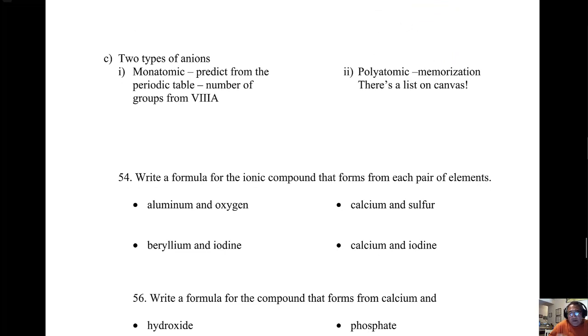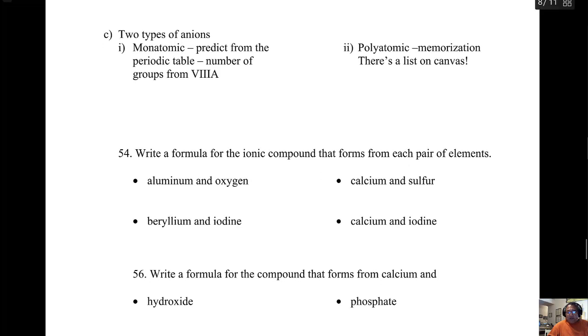Now, anions are what they are. There are no type 1s and type 2s. There are monatomic and polyatomics, and their charges are always the same. Nitrate, as a polyatomic ion, always has a -1 charge. Nitride, the monatomic ion, always has a -3 charge. There are no exceptions to that. The monatomic ones you can predict from the periodic table, the nonmetals, which we talked about before. And the polyatomics are the ones we just talked about. You memorize them, and there's a list on Canvas, okay?